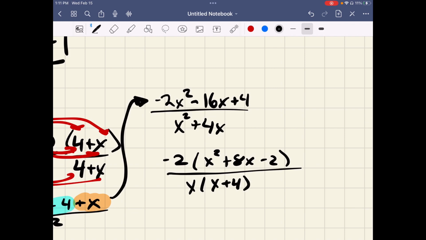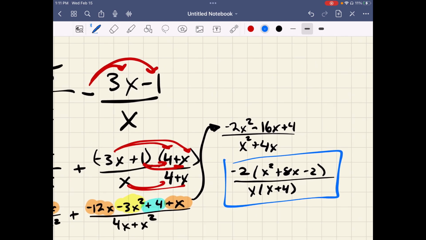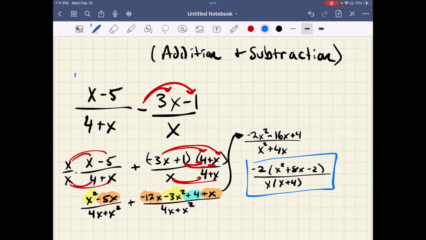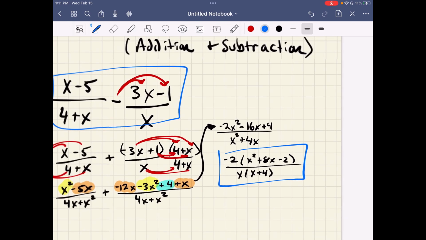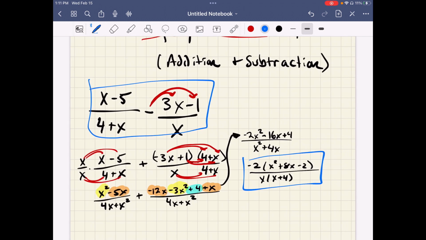All right, so now I have successfully simplified, or added, those two rational expressions. This original expression and our final simplified version are the same value, we've just added them together.